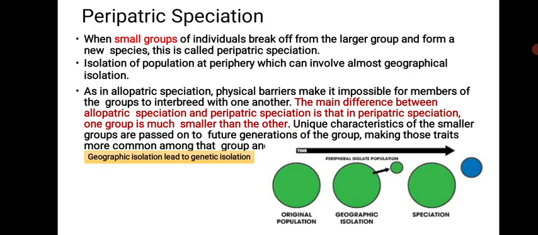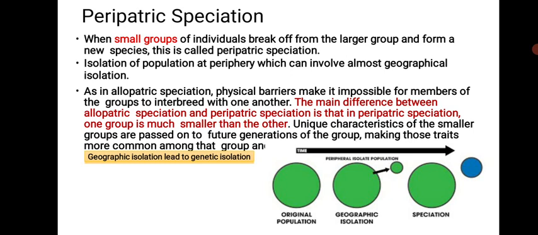In peripatric speciation, a small group of individuals breaks off from the larger group and forms a new species. This is called peripatric speciation. It is the isolation of a population at the periphery, which can involve almost geographical isolation. As in allopatric speciation, physical barriers make it impossible for the members of the groups to interbreed with one another.